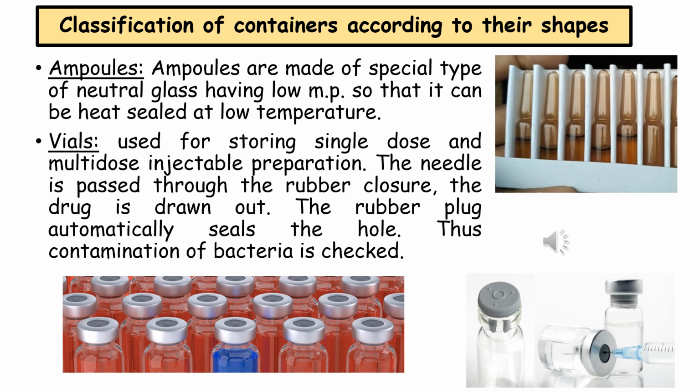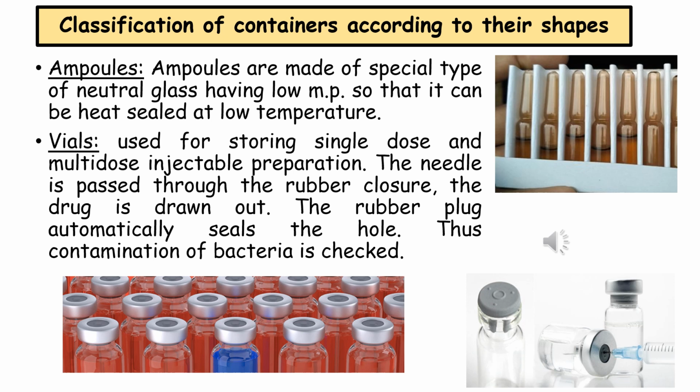Ampules. An ampule is a sealed glass container containing an injectable preparation, and it is for one-time use only. It contains the measured quantity of drug that is ready for injecting. These ampules are sealed by melting the top of the glass in an open flame and then pulling the top off. It is usually made up of neutral glass having a low melting point so that it can be heat sealed at low temperature also.